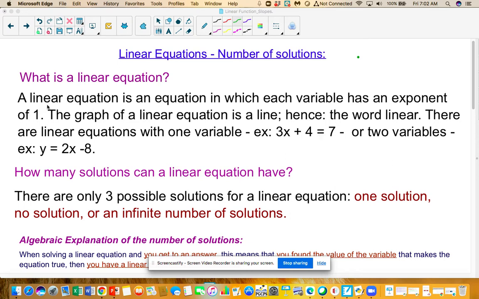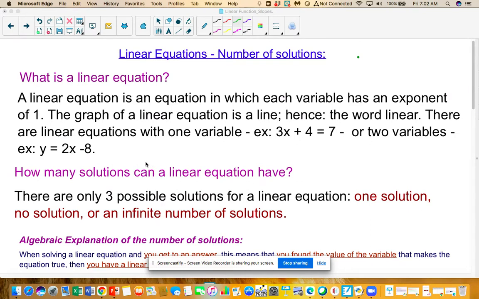A basic definition of it would be that a linear equation is an equation in which each variable has an exponent of 1. Of course, you will not see the exponent of 1 because when something is raised to the power of 1, we don't put the 1 there, right? So the graph of a linear equation is a line, okay? That's where the word linear comes from.